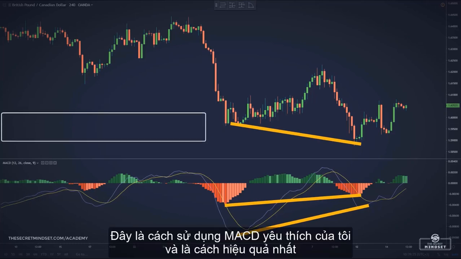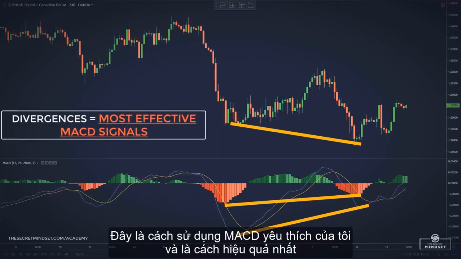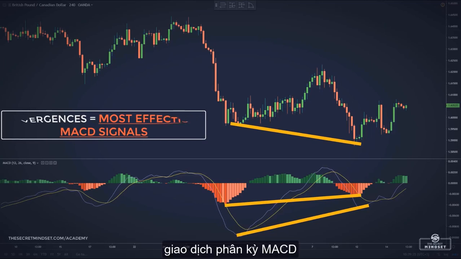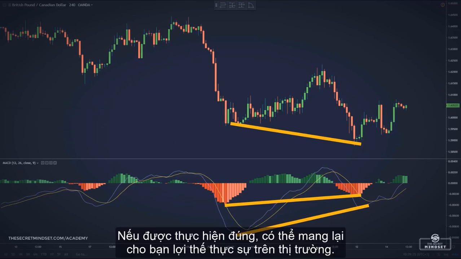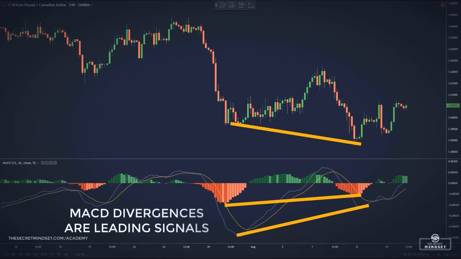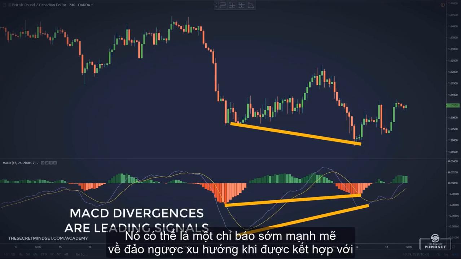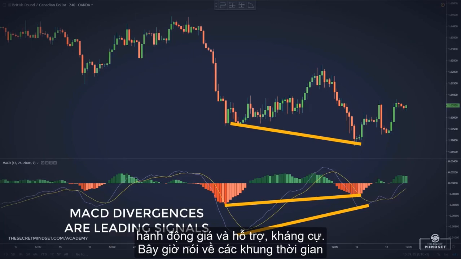This is my favorite way to use the MACD and the most effective way. Trading MACD divergences, if done correctly, can provide you the real edge in the market. It can be a powerful early indicator of trend reversals when combined with price action and support and resistance.